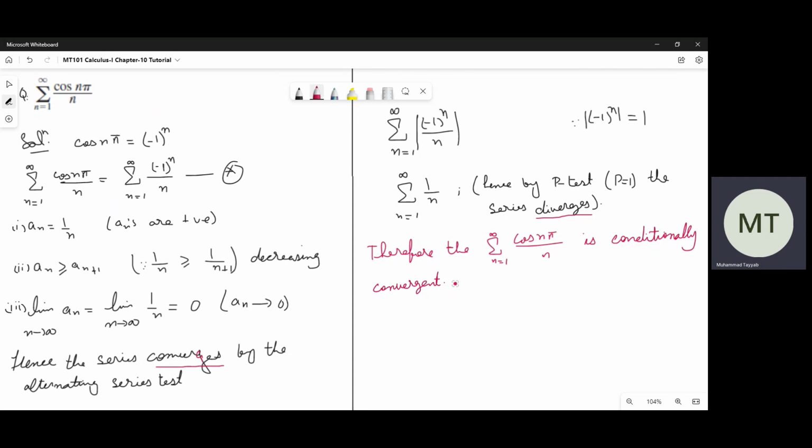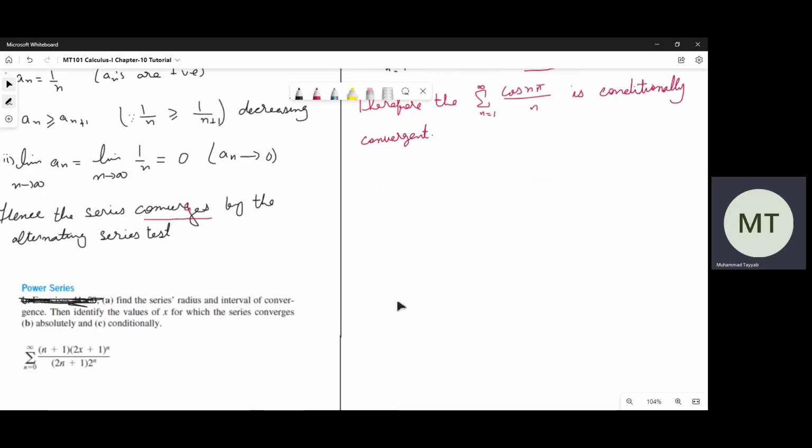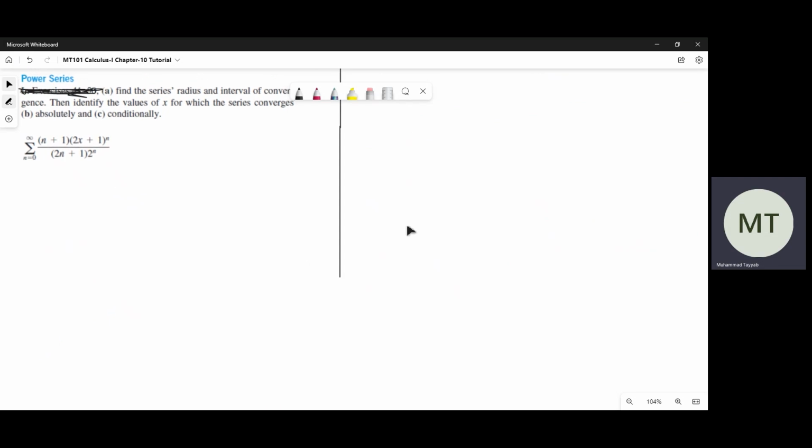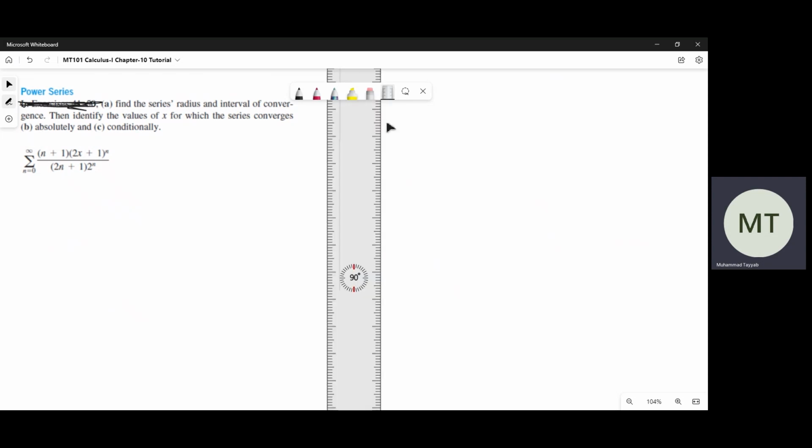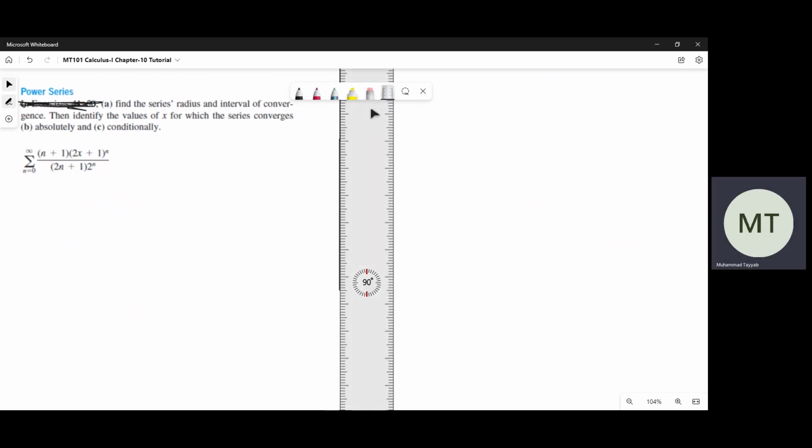Now, in the next question, I will look at the convergence of the power series. The convergence of the power series basically comes down to different things. We have to look for the radius of convergence and the interval of convergence, and we also check the endpoints to see whether the series is convergent or divergent there. We also have to check whether, at those endpoints, the series is absolutely convergent or conditionally convergent. So let us start from here.